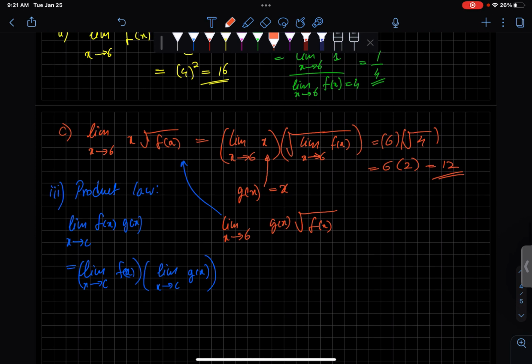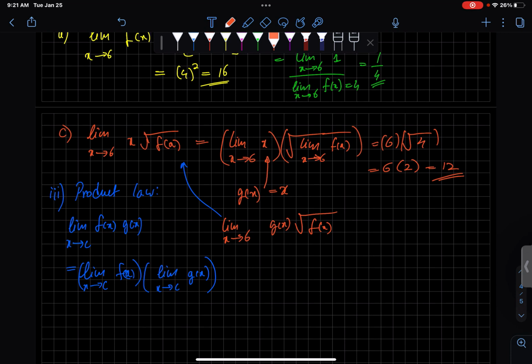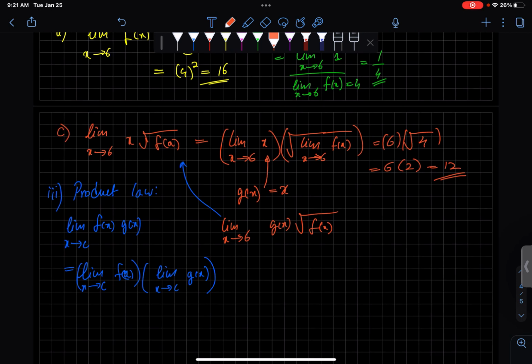Okay, so I hope that was clear what happened in this last question, right? Because we had to actually use the product law as well. We recognized that this is just a product of two functions, where x is just some function g of x, where I say g of x equals x. So we can recast it like this, and then use the product law, followed by the power law that says the limit of a square root of a function is the square root of the limit, right? And then we got the answer. Okay.